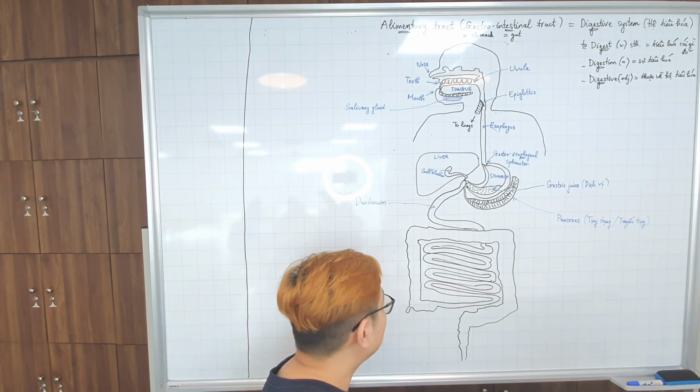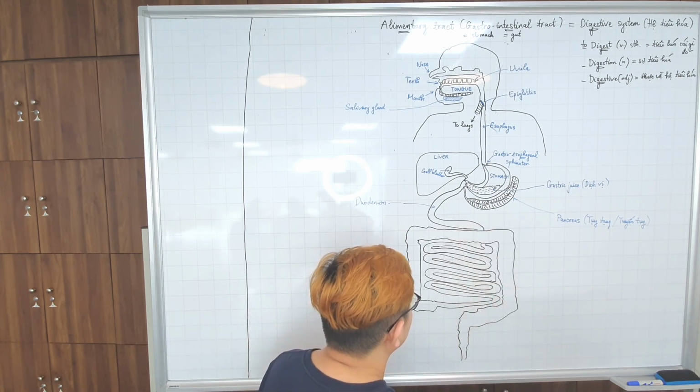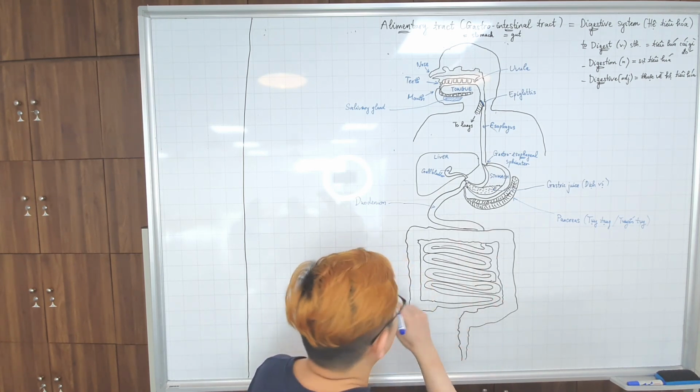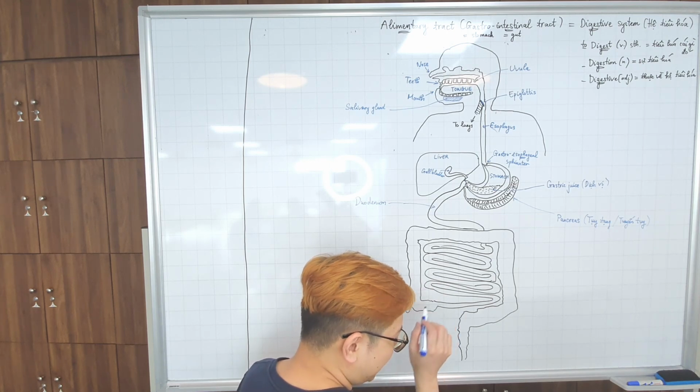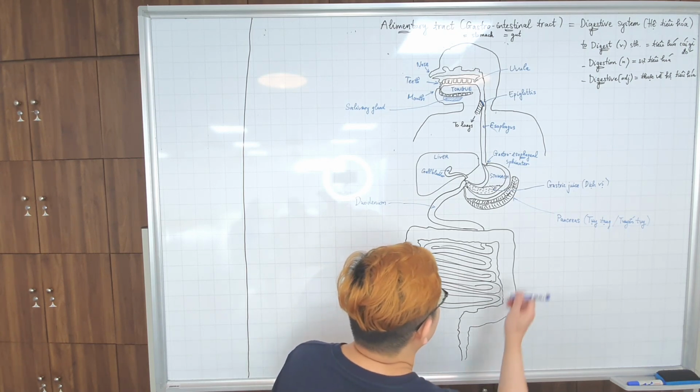And now this is the duodenum, ileum, jejunum. Ileum and jejunum.